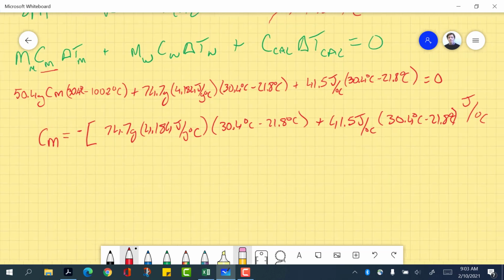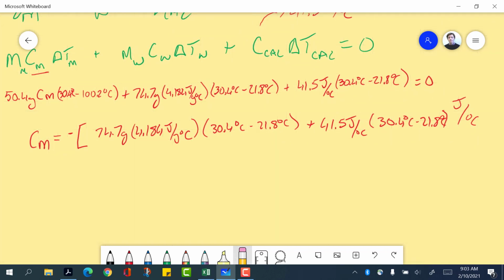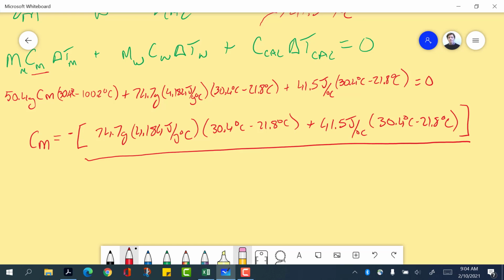Oops. Write that a little better. And put the last closing bracket there. Again, all of this would be divided by the 50.4 grams times the change in temperature of the metal there.